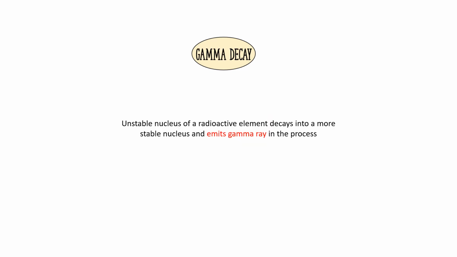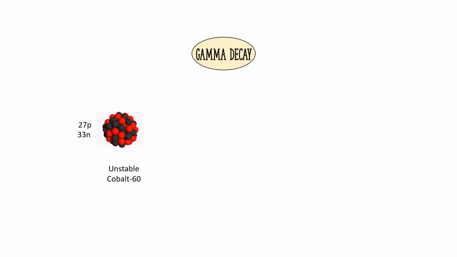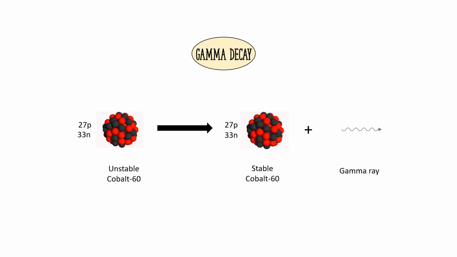Now, moving on to the last one, which is gamma decay. So, gamma decay is where unstable nucleus of a radioactive element decays into a more stable nucleus and emits gamma ray in the process. Now, let's take, for example, cobalt-60, which is a radioactive element with unstable nucleus. Now, the unstable nucleus of cobalt-60 decays into more stable nucleus by emitting gamma ray during the decay process.